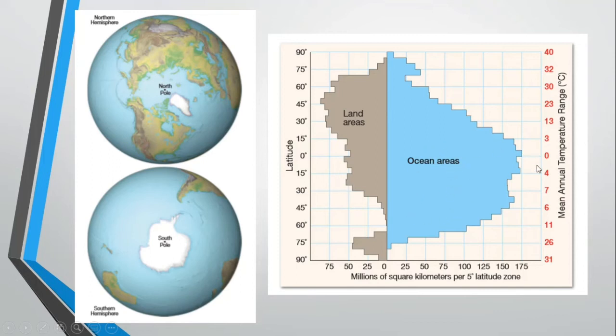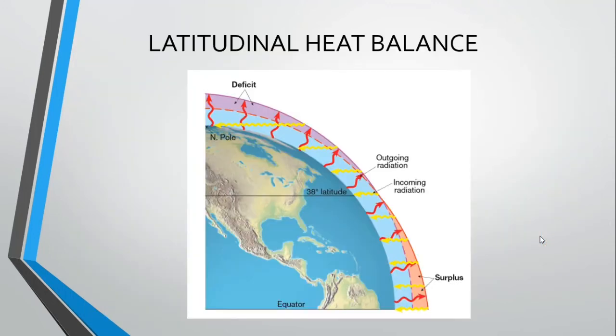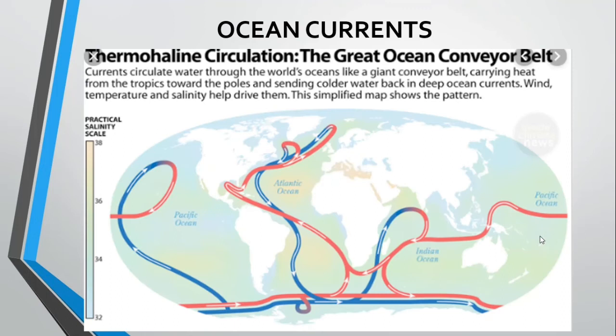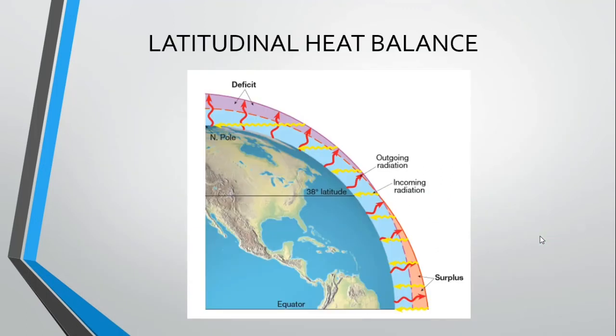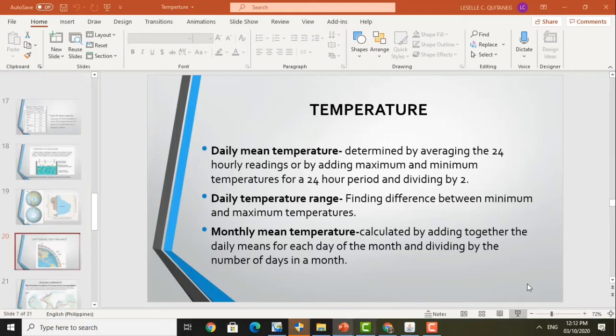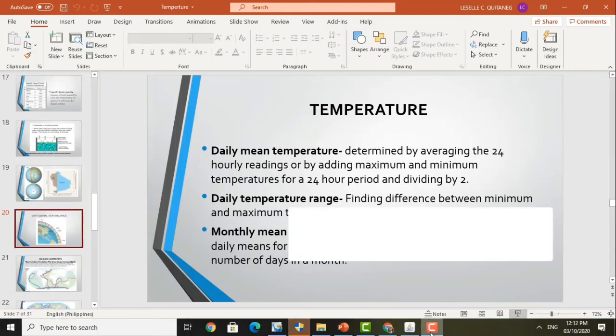That's why if you are going to compare the temperature range, at the Southern Hemisphere we have colder temperature compared to the Northern Hemisphere because of the distribution of land and water. So you can see here also, we are expecting that there should be imbalance in the latitudinal heat because nga magkaiba yung North Pole and South Pole.